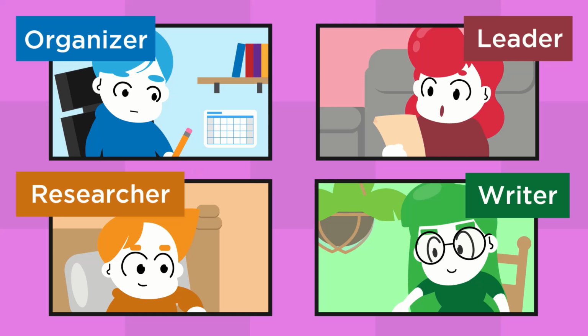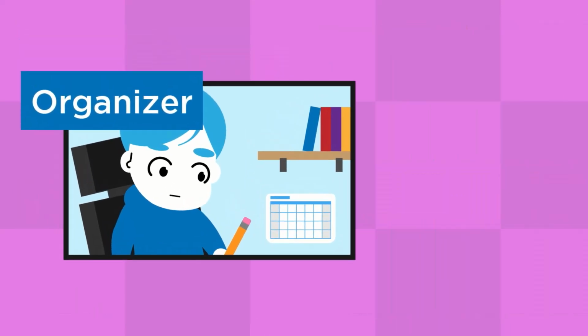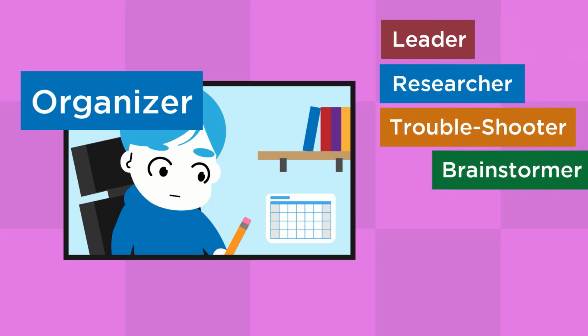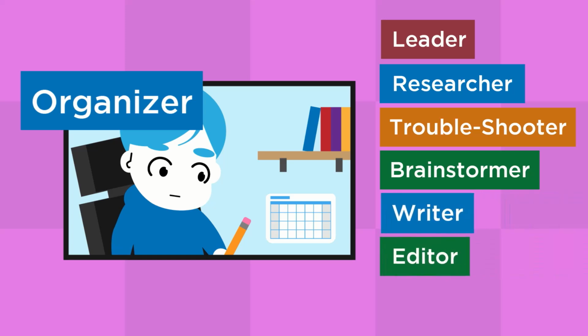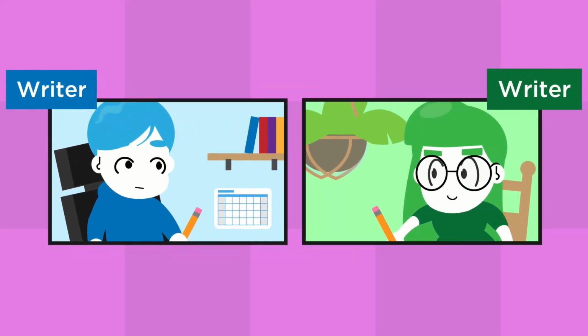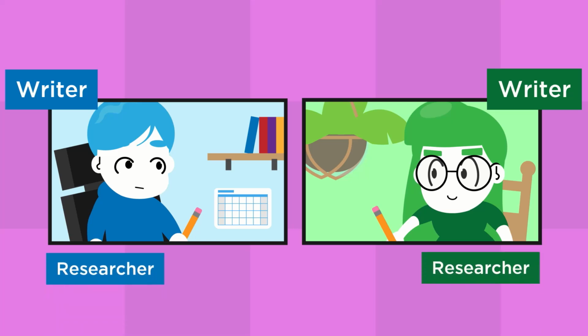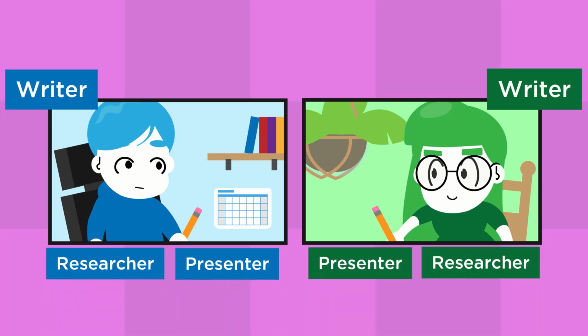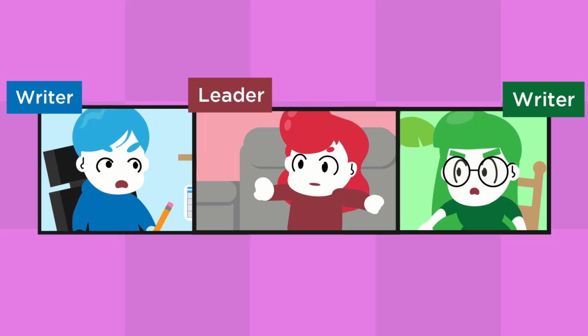As we talked about earlier, one person might be the organizer, who sets up the meetings and creates the agendas. Other possible roles include the leader, the researcher, the troubleshooter or brainstormer, the writer, the editor, and the presenter. Multiple people may have the same role, such as writer, and because you're students, you will likely all have the role of researcher and presenter. Some people may have multiple roles, but it is important that everyone has at least one role to play in the group. The leader is a useful role to have for online projects because this person can help moderate discussions.